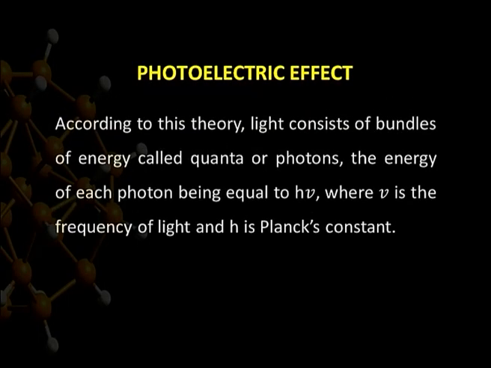To explain the photoelectric effect, Einstein in 1905 proposed a theory based on Planck's quantum theory of radiation. According to this theory, light consists of bundles of energy called quanta or photons. The energy of each photon is equal to h nu, where nu is the frequency of light and h is the Planck's constant. When a photon of energy h nu strikes the metal surface, its energy is consumed in two ways.